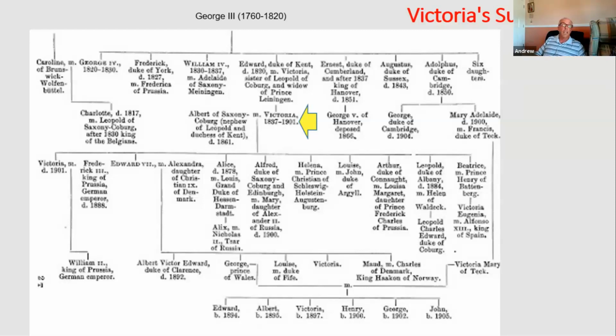Which essentially leaves Victoria as the only legitimate grandchild of George III.